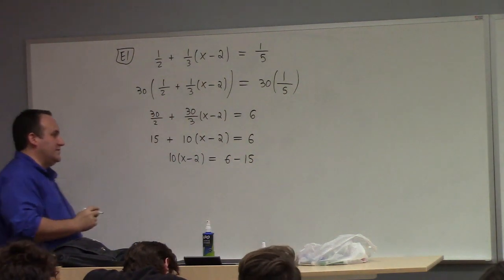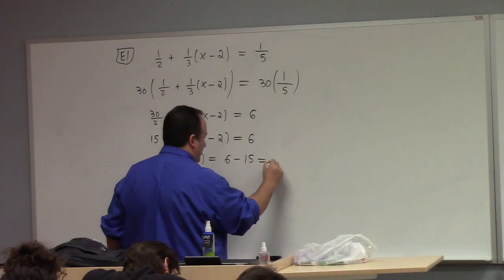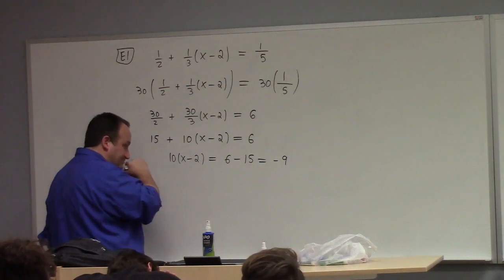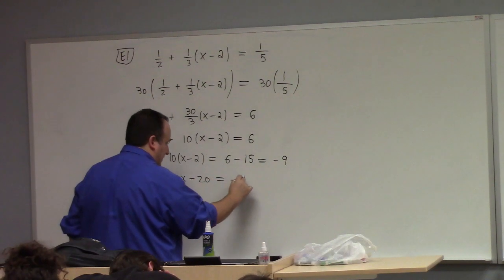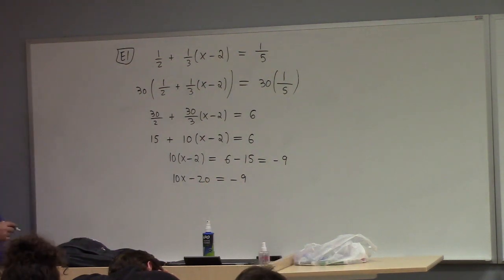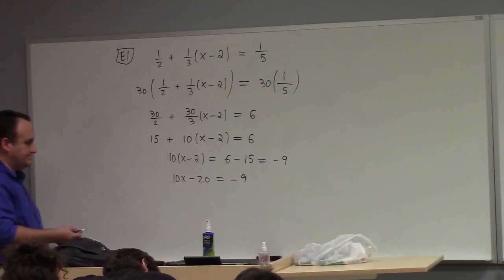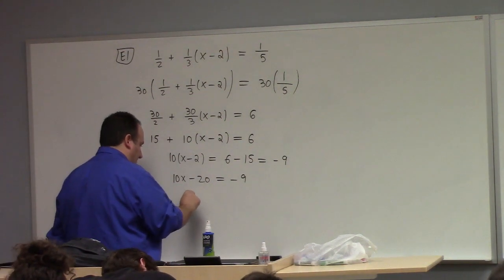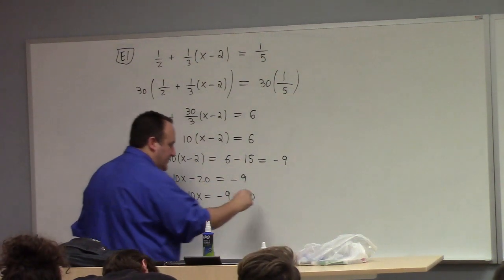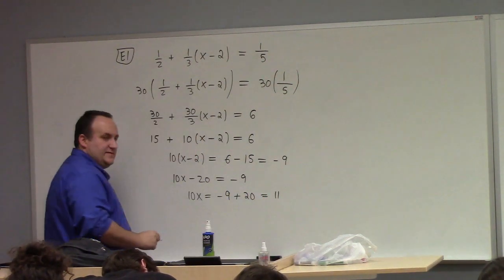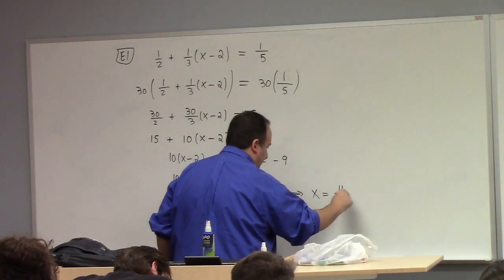Now 6 minus 15 is what? -9. And this is giving me 10x minus 20 equals -9, right? Then if I add 20 to both sides, what happens? -9 plus 20, I heard 11. So what's this tell me x is equal to? Yeah, 11 over 10, right?